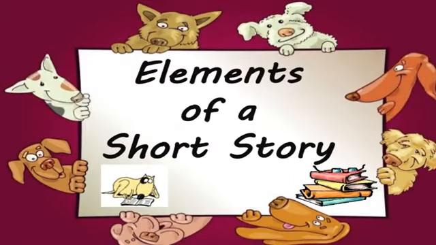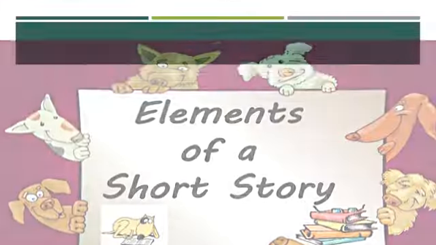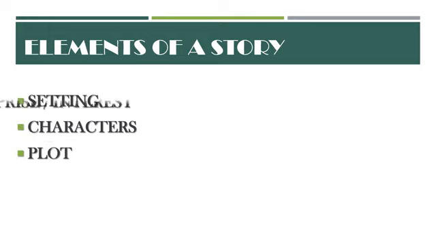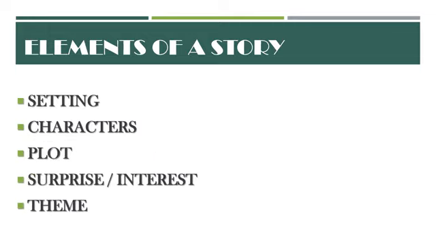Elements are the important components of a story. You must include them for writing a good story. There are five elements of a story: setting, characters, plot, surprise or interest, and theme.